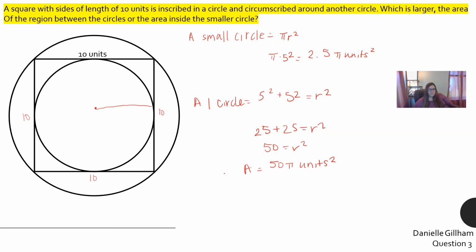So now we're going to do 50. Oh, that's 25, sorry. So 50 minus 25 is going to be 25. So the difference in the circles are the same amount. There's a difference of 25 times pi times units squared.